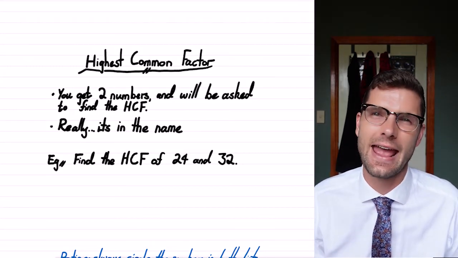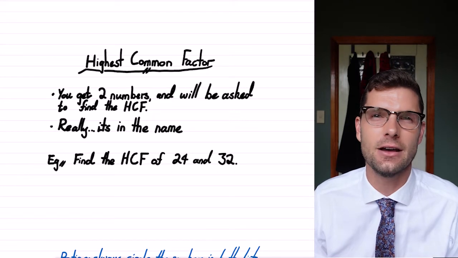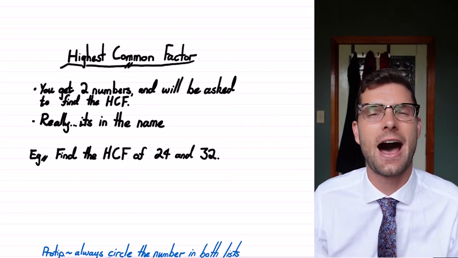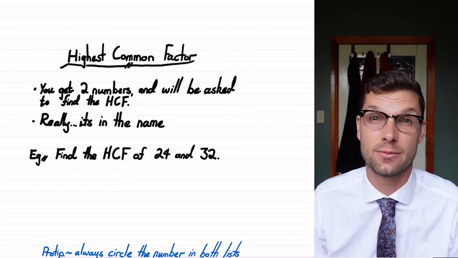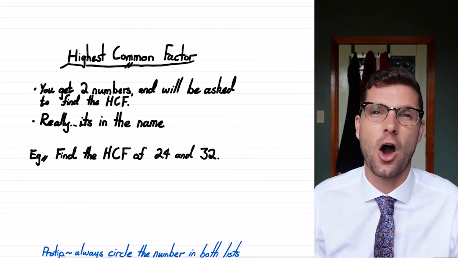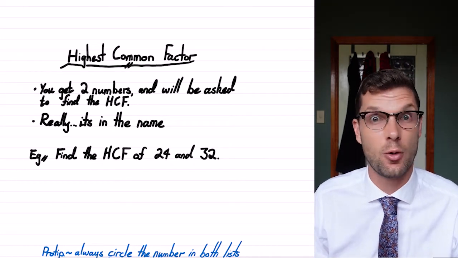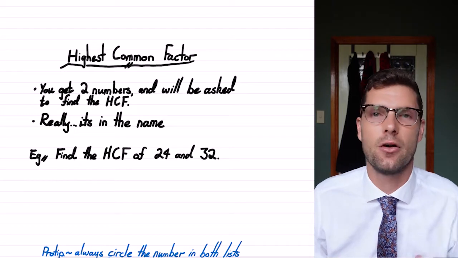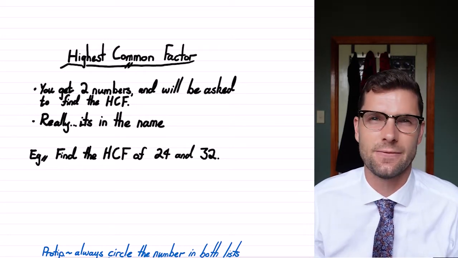Today we're going to be looking at how to find the highest common factor. This is where you'll get two numbers and the question's going to ask you to find the highest common factor between them. And really this is just in the name, right? The highest number between these two is what we're looking for, so the biggest one. Common means that it's in both of our answers and it's a factor.